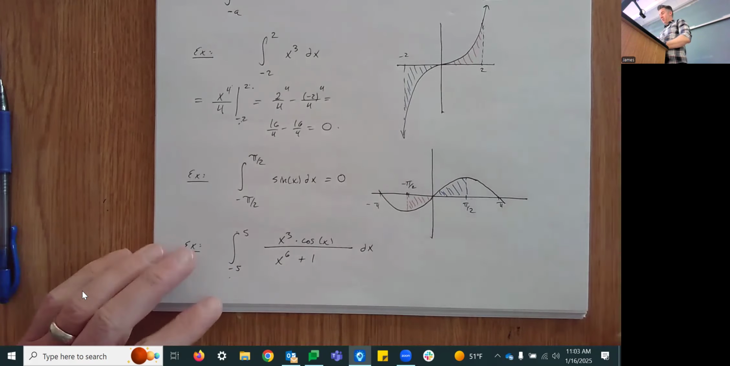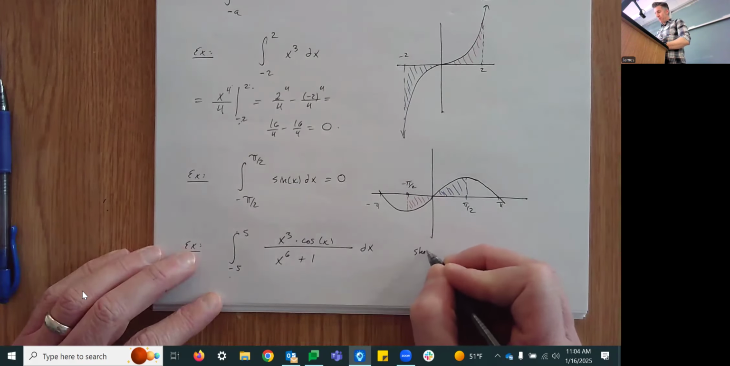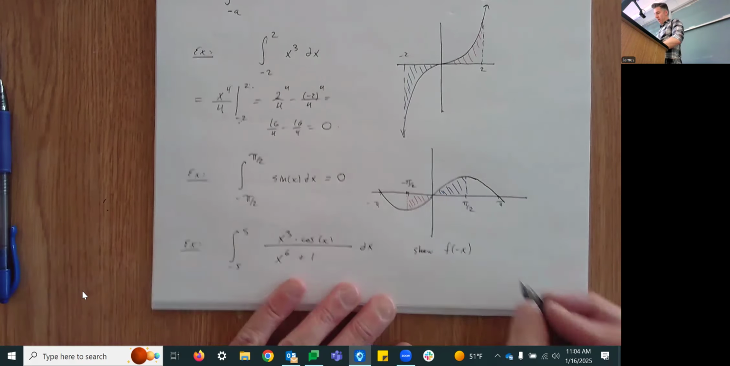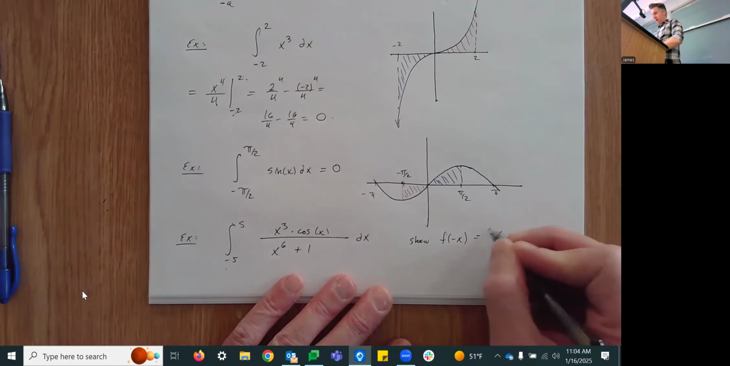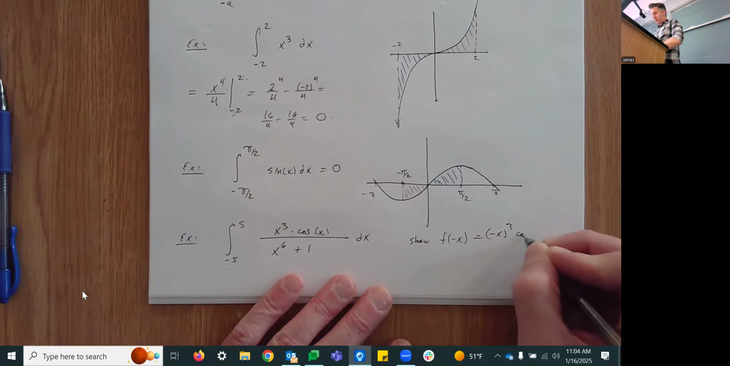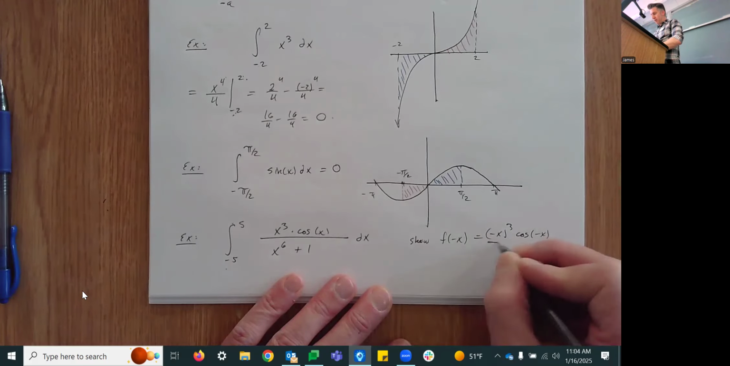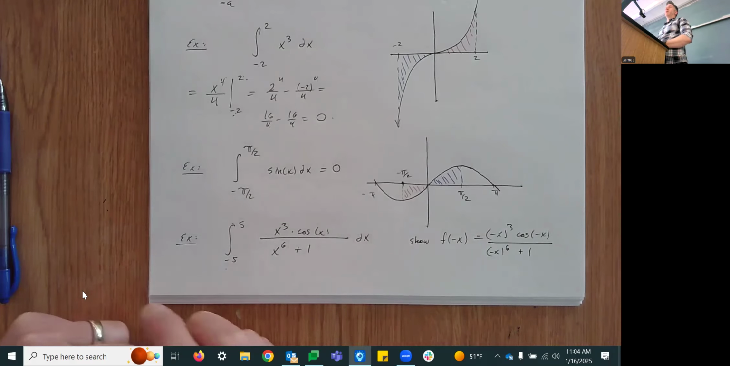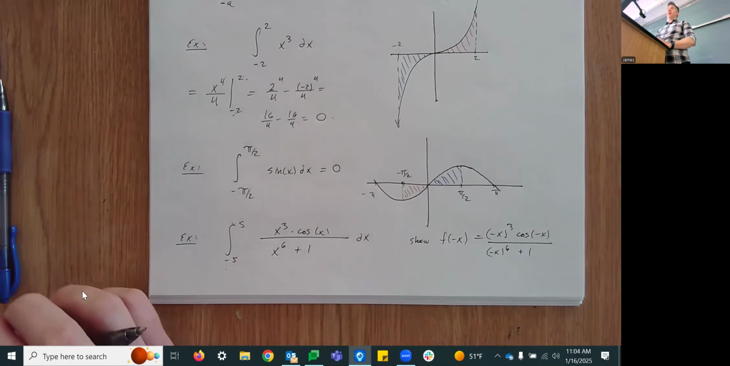Right, exactly. So we have to show that f of -x, which in this case would be -x cubed times cosine of -x divided by (-x) to the 6th plus 1, ends up equaling the negative of f of x. So I would say you do get to use the fact that the trig functions have whatever sign they have.